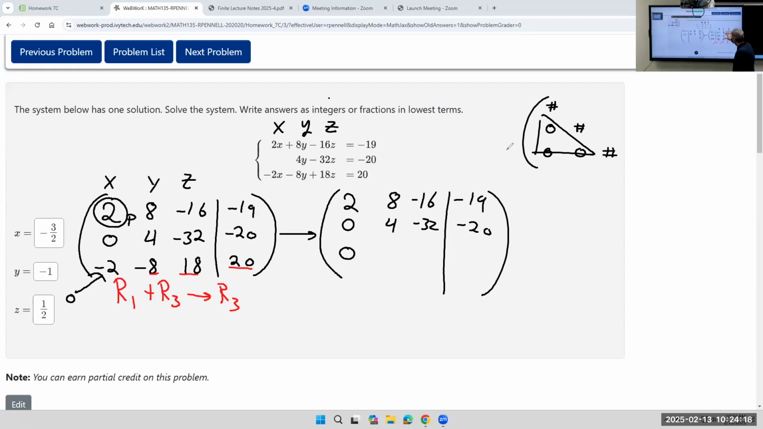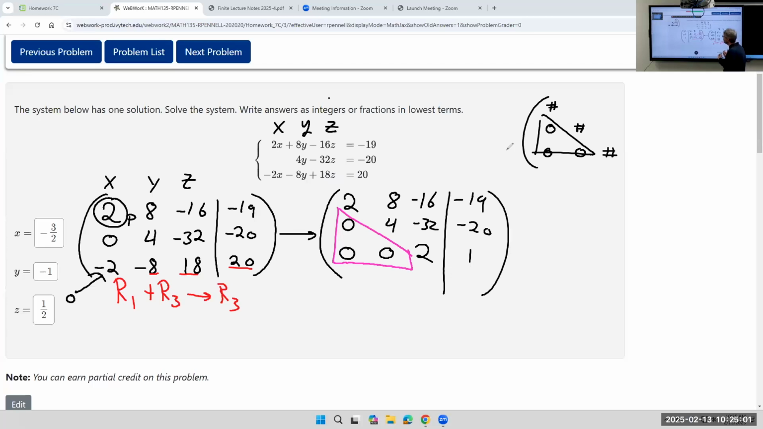So I still need to add this 8 and that -8, and that becomes 0, but that wasn't my goal, it's just what happened. And I have -16 and 18. If I add those together, I get a 2. I have -19 and 20. If I add those together, I get a 1. Okay? If my goal is only to solve this system, then I think I only need to triangulate this matrix, and I've done so. So I've done what I need to do with the matrices.